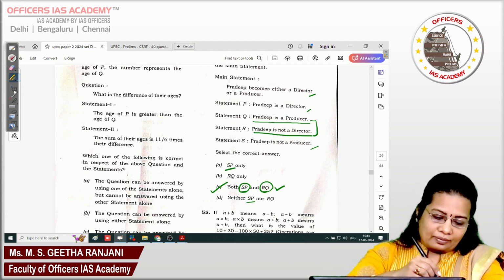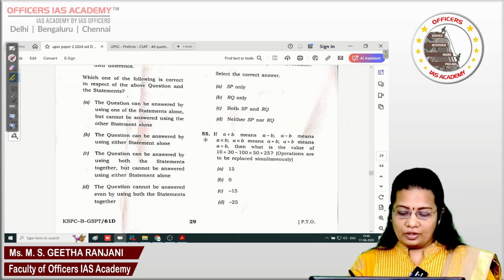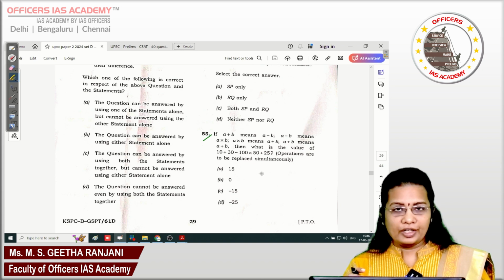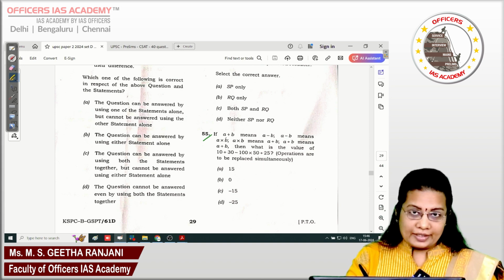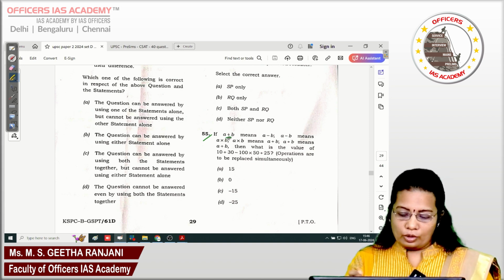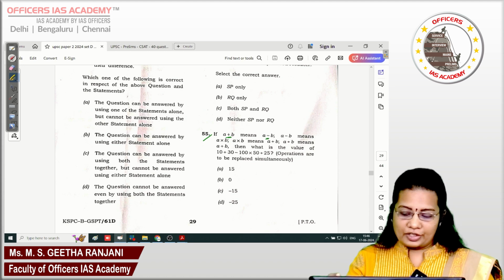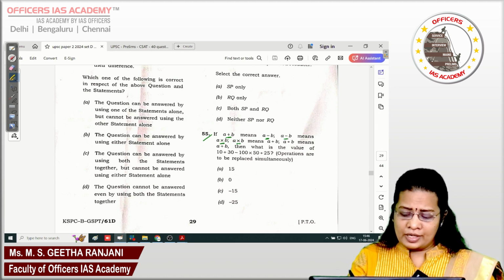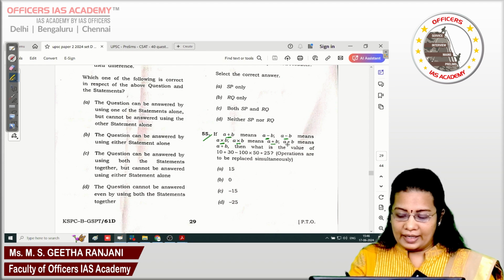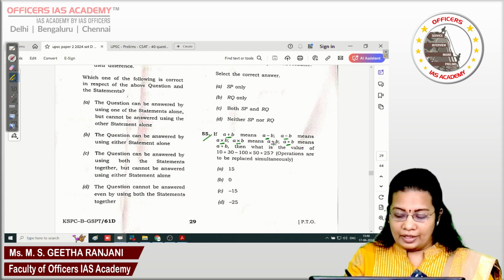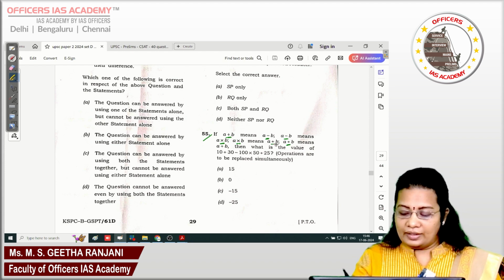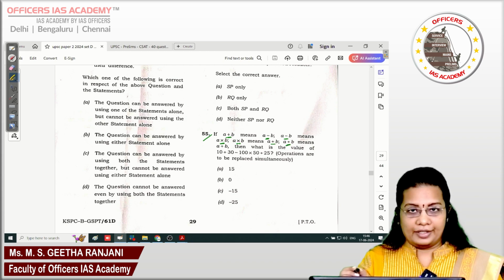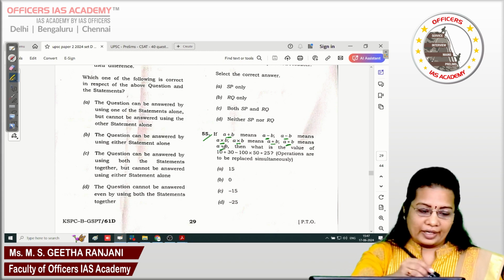The next question, question number 55. It is a question on coding-decoding from reasoning, using the BODMAS rule. So plus means subtraction, minus means multiplication, multiplication means addition, and division means addition. So we want to write like this.